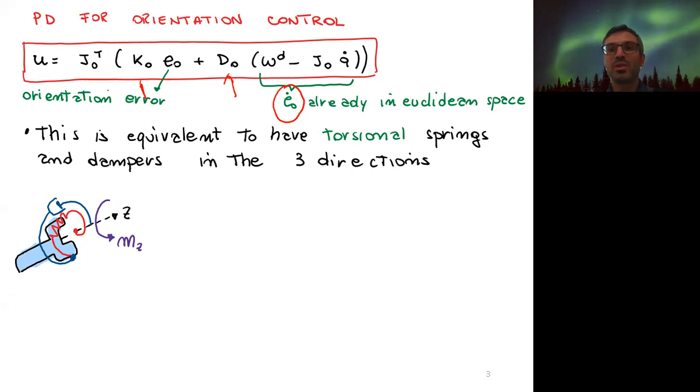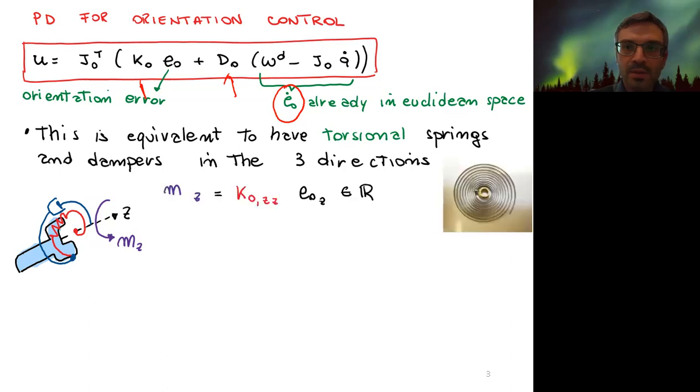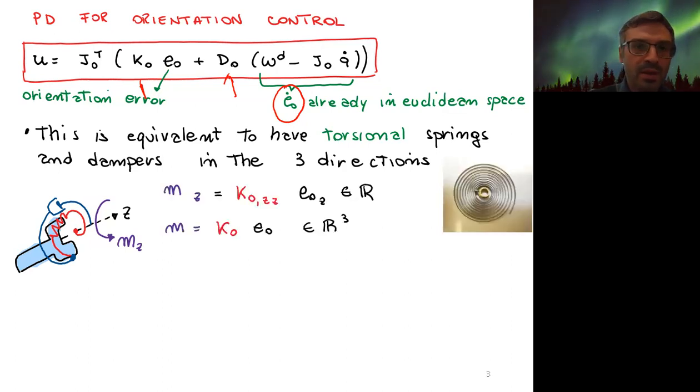So this spring is a torsional spring, and if you multiply this stiffness, the component of this diagonal KO matrix along the Z direction, times the component of the error in the Z direction, then you can have a moment around that axis that tries to control the orientation about that axis.